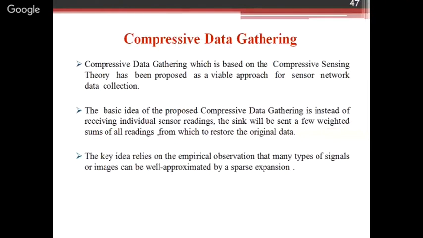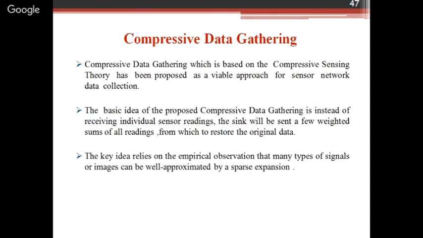So the concepts of compressive sensing are basically used in compressive data gathering. As the name suggests, what is compressive data gathering? That means the concepts of compressive sensing are now used in the wireless sensor network. What we have discussed is compressive sensing. Now what is compressive data gathering?